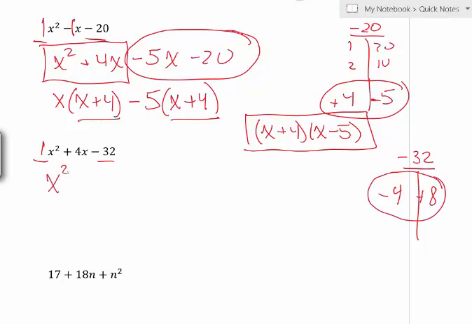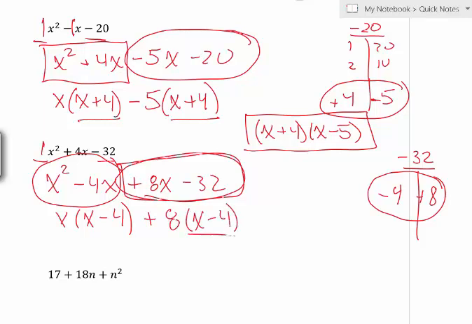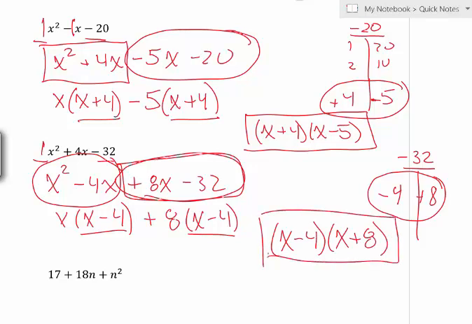So now I'll go ahead and write it out. X squared minus 4x, sorry about that, plus 8x minus 32. So again, from here, if I factor out an x, there's an x minus 4. Out of here, supposed to circle that one. If I factor out an 8, there's an x minus 4. Okay. And so now I'm left with an x minus 4 and an x plus 8. Good.